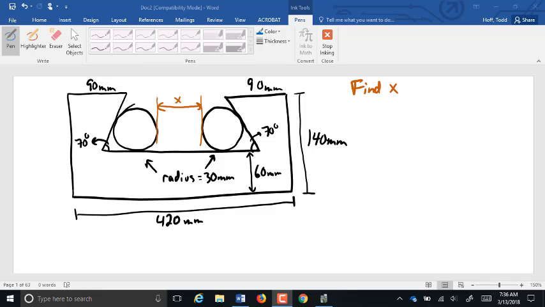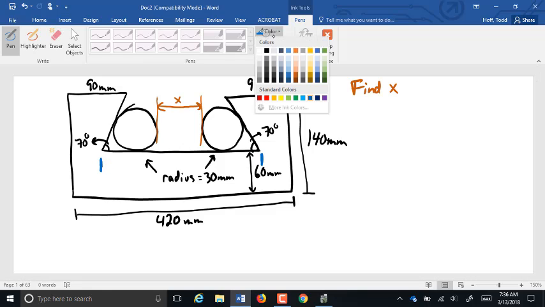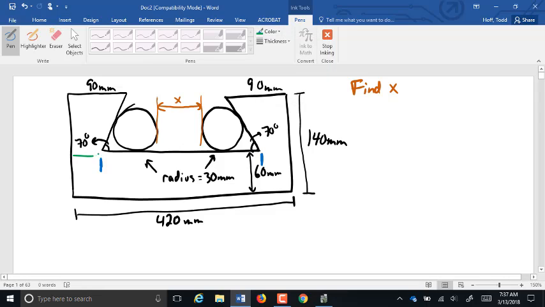Okay, so now this one has some intricacies to it, but it's not as tough as it looks. One of the first things we need to know is the distance from here to here. And to get that, we're going to have to find this distance, which is the same on each side. You can see this is symmetrical, both 90 here across there and both 70 degrees.